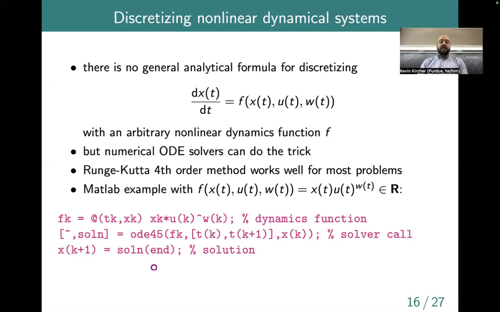In MATLAB, if you call it with a tilde in some argument, it says I don't need that argument, don't bother returning it to me. ODE45 normally would return a vector of time steps and then a vector of state values. We don't really care about the time steps because we know what the final time is. If that makes sense. Yes.